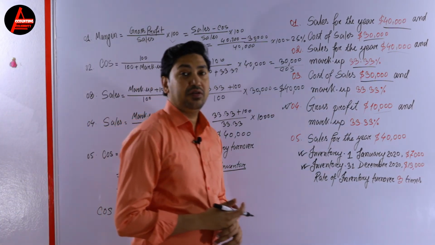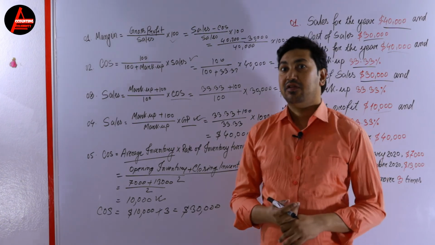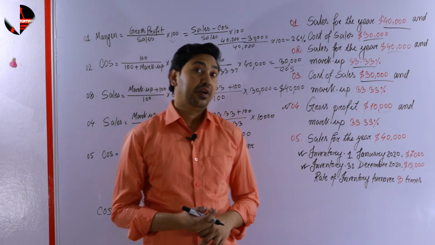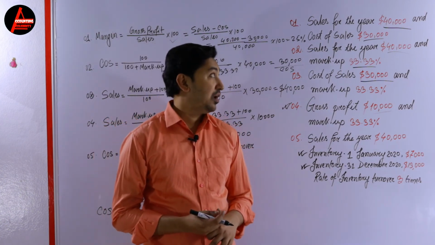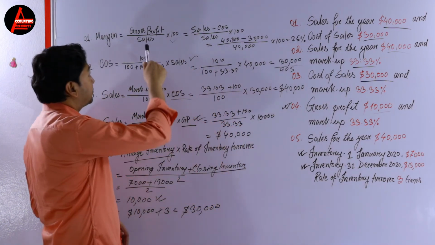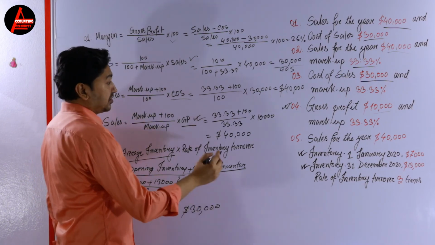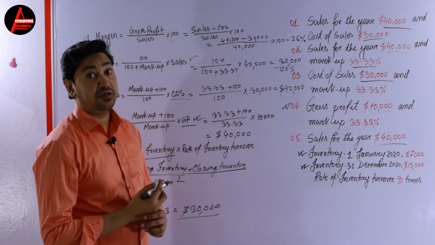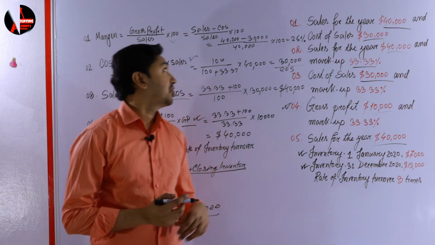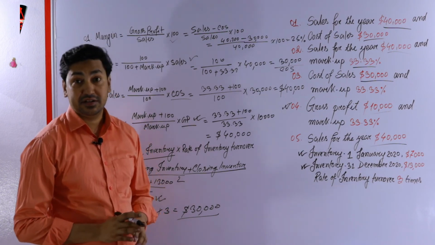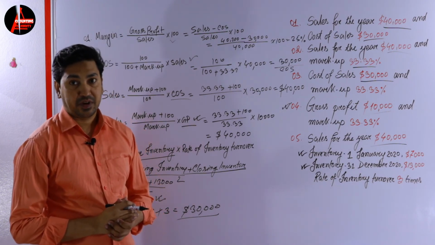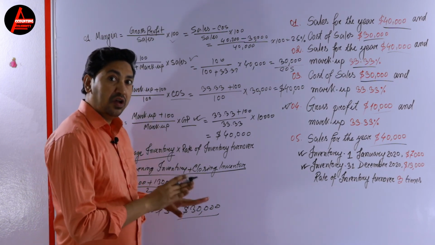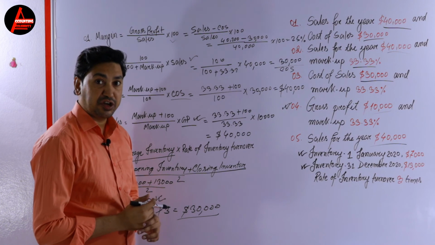So now you can easily calculate your gross profit to figure out margin. Okay, so your gross profit is what? Sales value $40,000 minus cost of sales equal to gross profit. Okay, so gross profit divided by sales times 100 is margin. Okay, so this is 5 ways I showed you how to calculate margin.